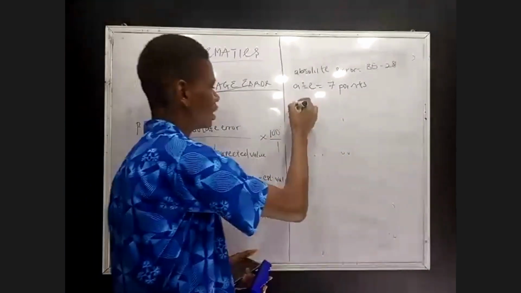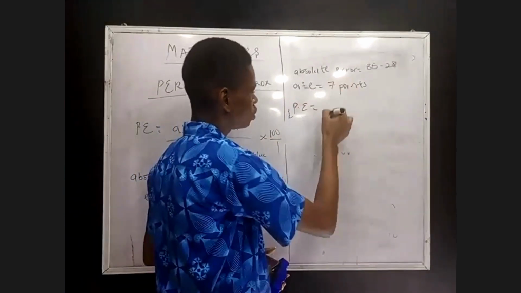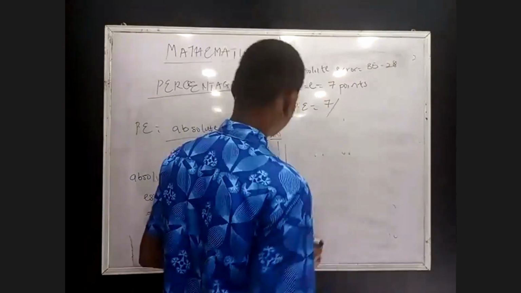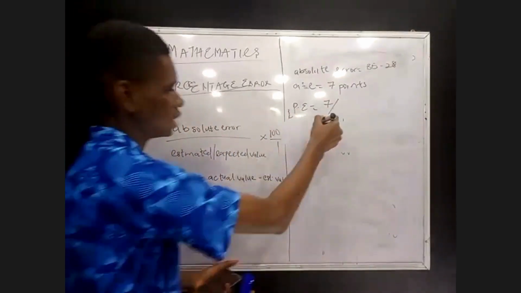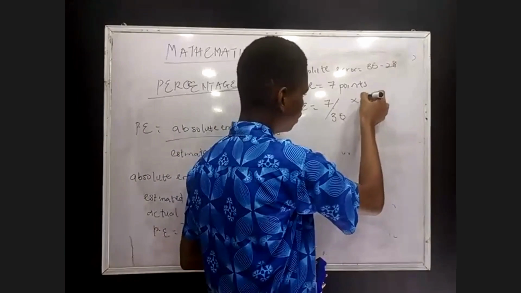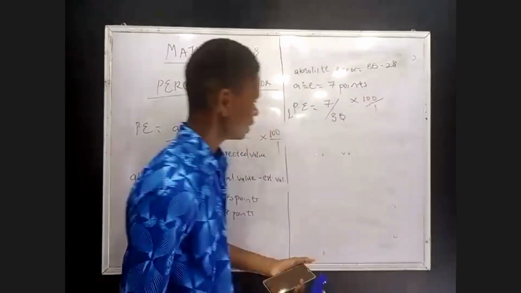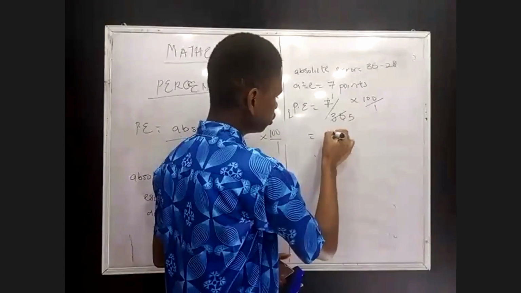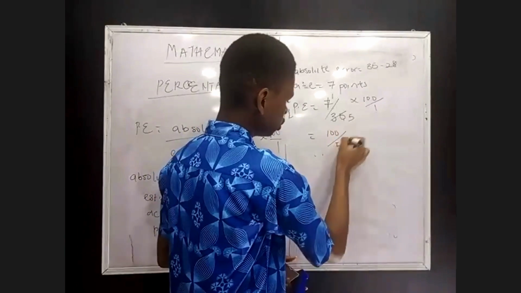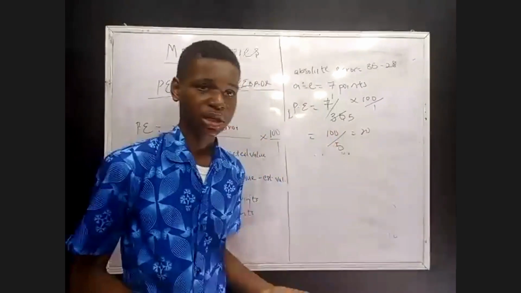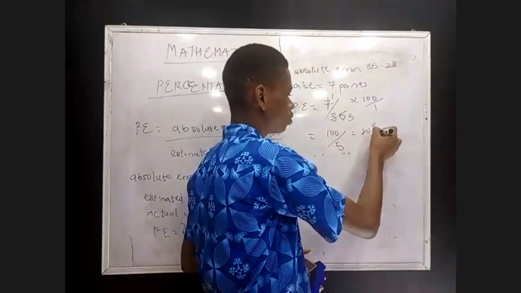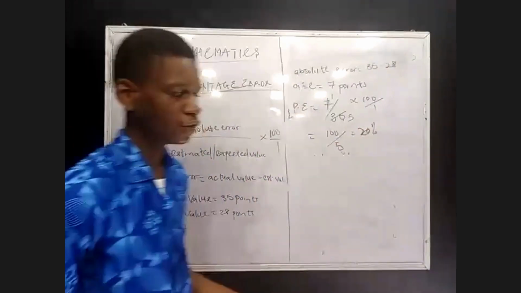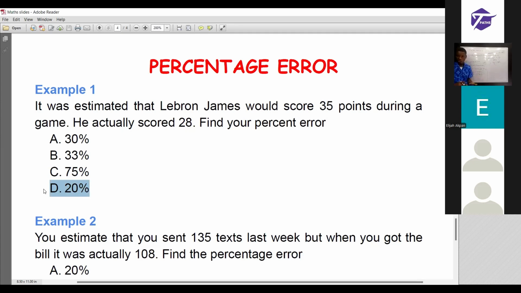So now for me to calculate percentage error, I'll say absolute error, which is 7, divided by the estimated value, which is 35, times 100 over 1. So here I can say 7 goes here once, and 7 goes here 5 times. So I have 100 divided by 5, which is going to give me 20. Don't forget, percentage error is calculated in percent. I have my answer as 20%, which means the percentage error of the estimation is 20%. So that correlates with option D.